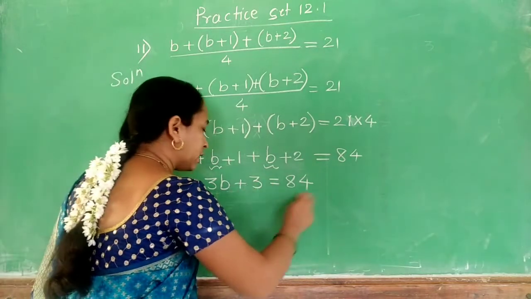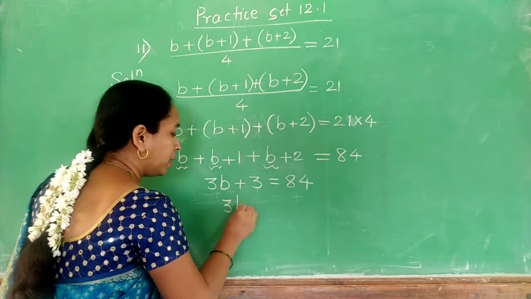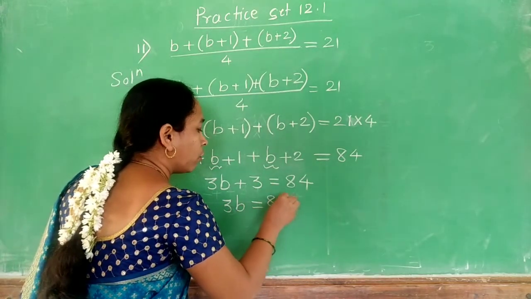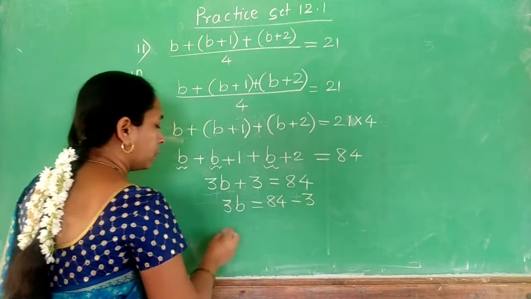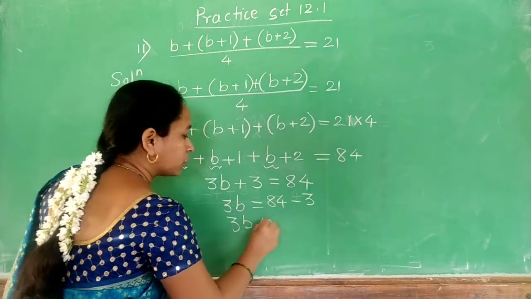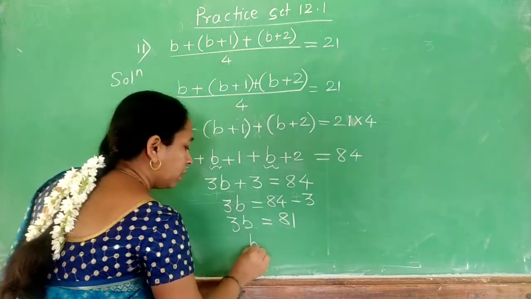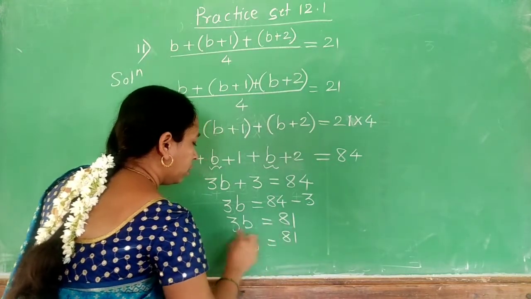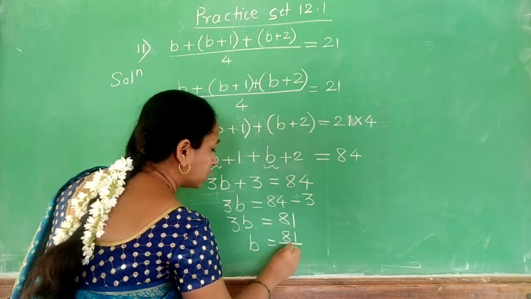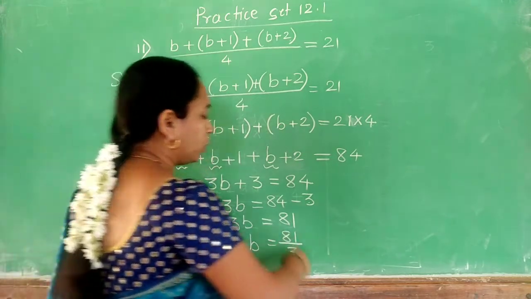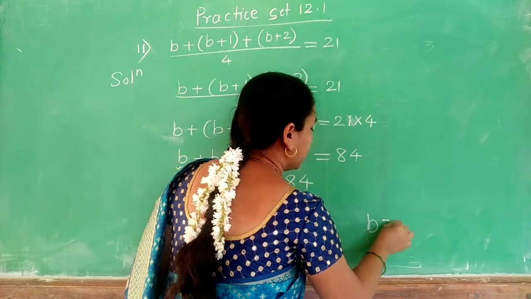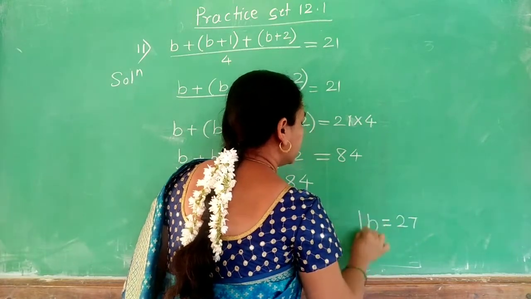Now this 3, transfer it on that side, so 3b is equal to 84 minus 3. So 3b, if you subtract, you will get the answer 81. 81, we have to shift here, so it is divided by 3. And if you divide, we will get the answer b is equal to 27.